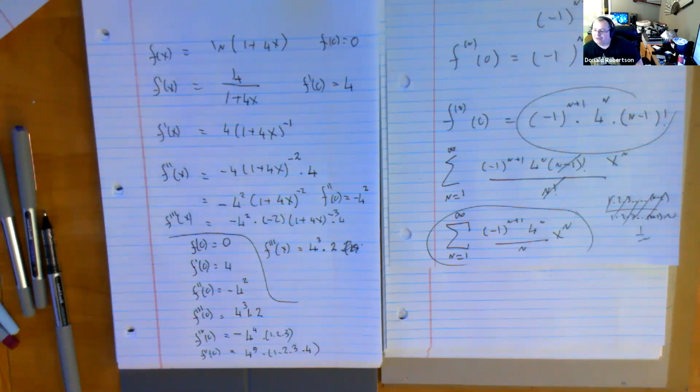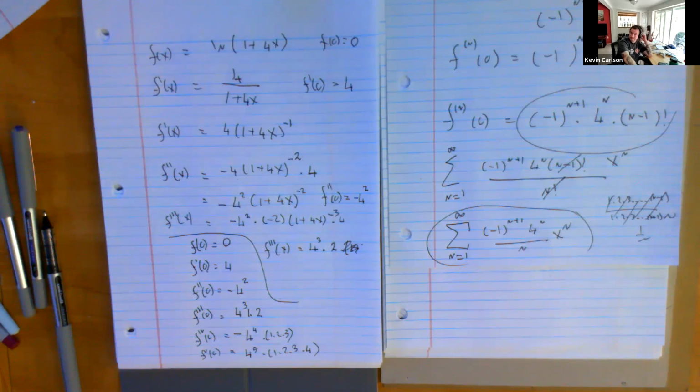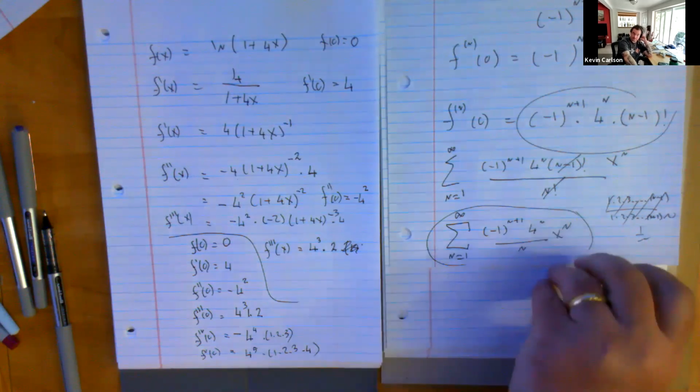Because patterns are kind of unique, I don't know what the next pattern is going to be. Maybe the next pattern is just 1 over n squared. You know? Maybe.